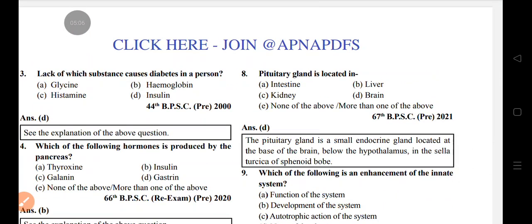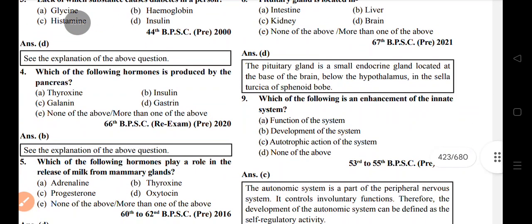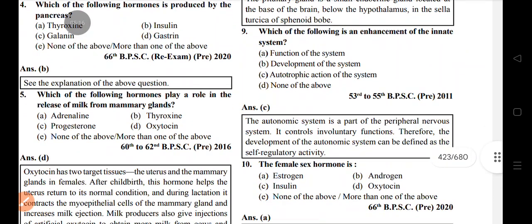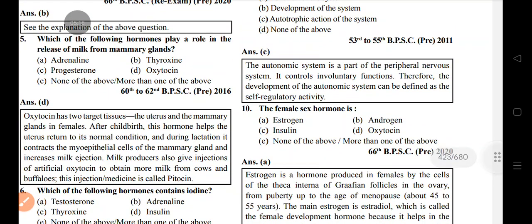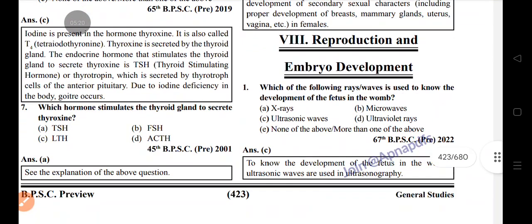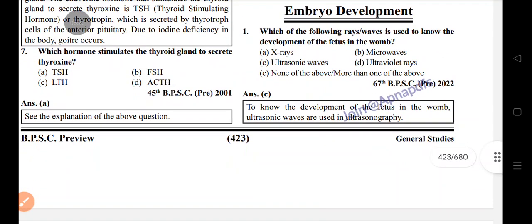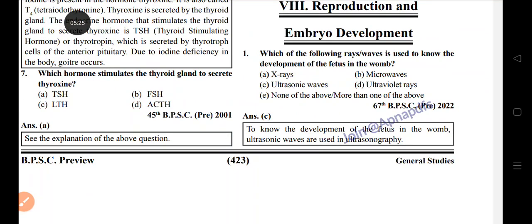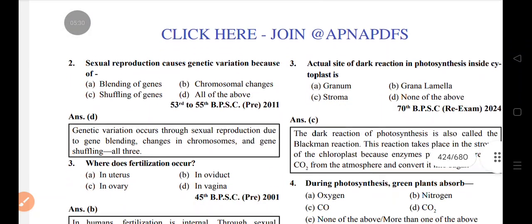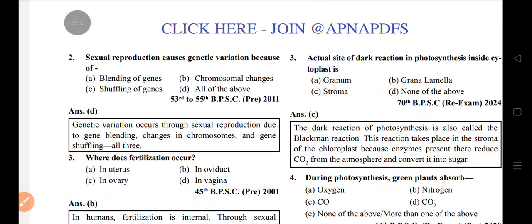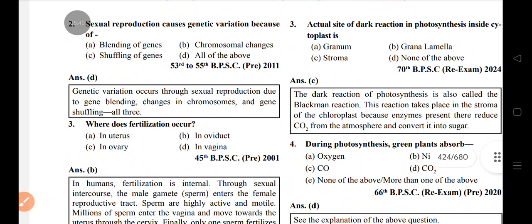Pituitary gland is located in brain. Which of the following is an enhancement of innate system? Female sex hormone: estrogen. Reproduction and embryo development. Used to know the development of fetus in the womb: ultrasonic wave. Sexual reproduction causes genetic variation because of blending of gene, chromosomal change, shuffling of gene. Where does fertilization occur? Oviduct.